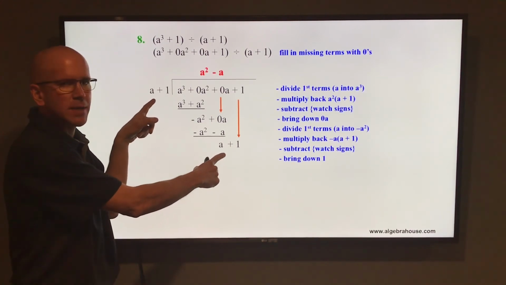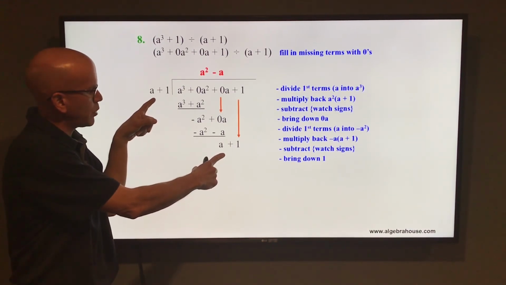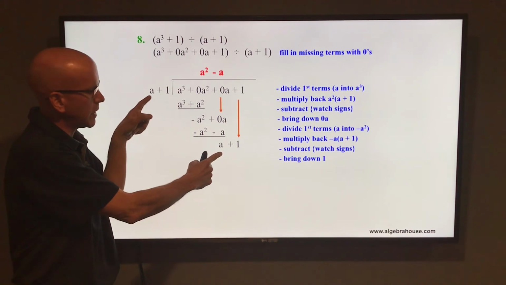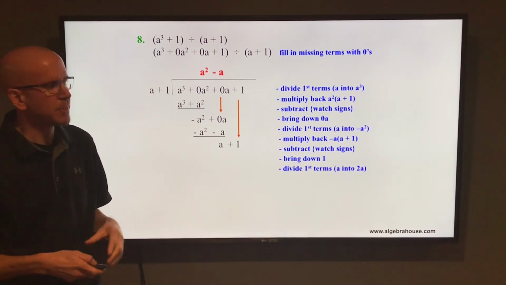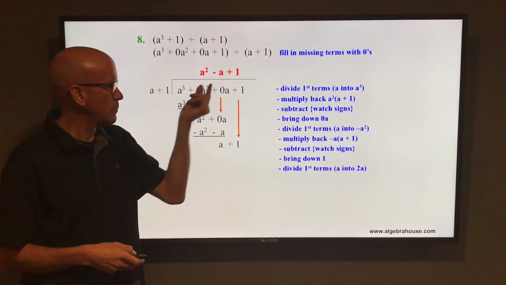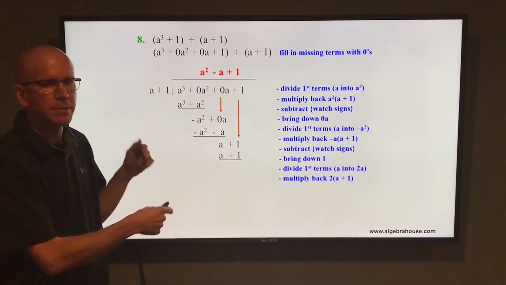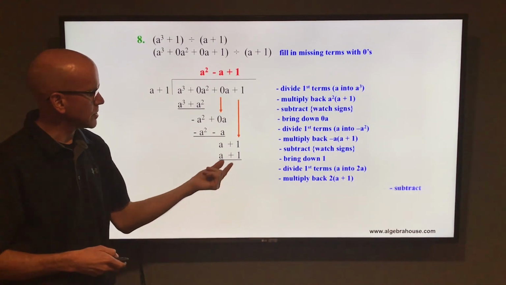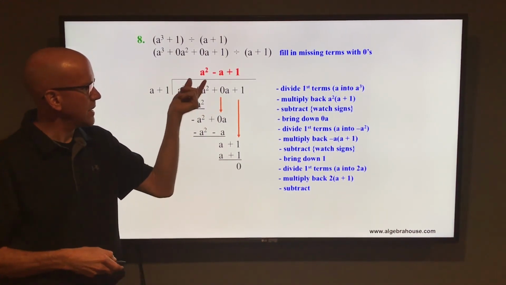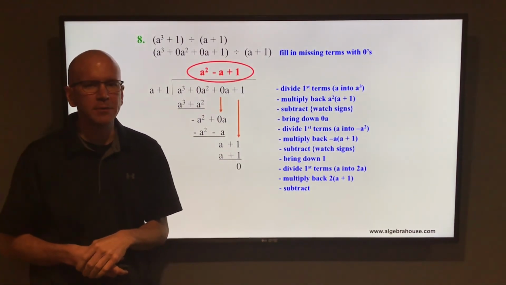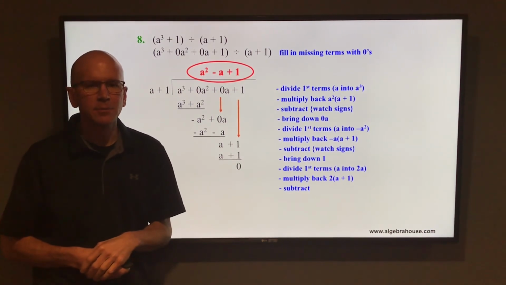Now notice they are the same thing. You're dividing a plus 1 really into a plus 1, or dividing a into a to start with, but that's just going to be 1. And then multiply back with the distributive property, there's going to be no remainder because they were the same thing when you divided. So if you subtract there is no remainder. A squared minus a plus 1 is the final answer. Again, the good old days without calculators.